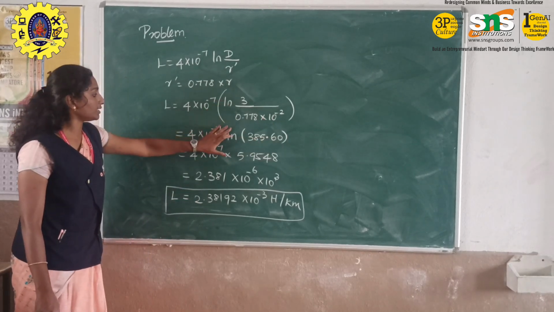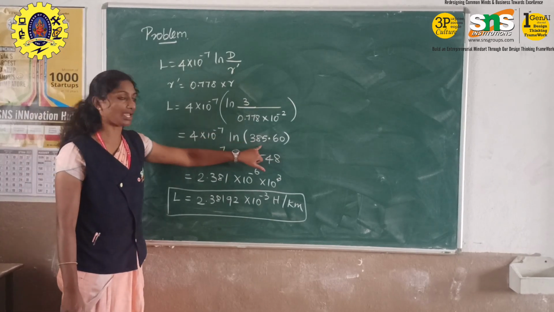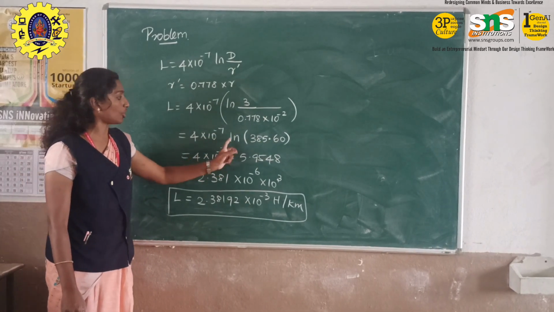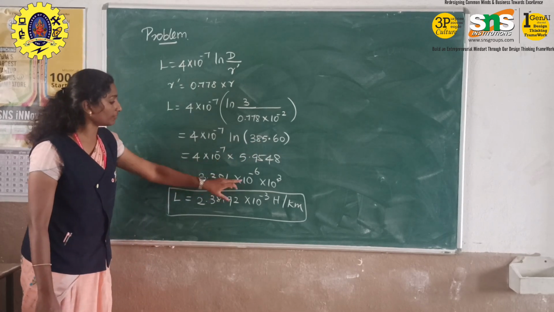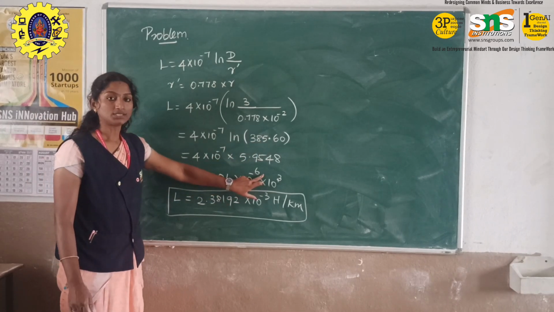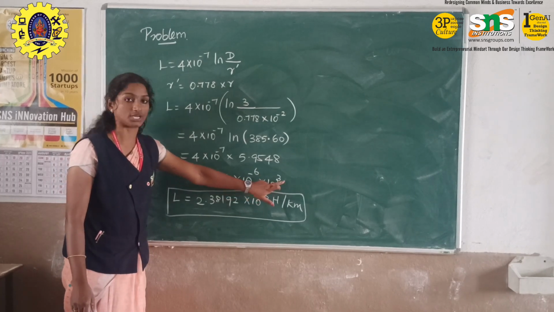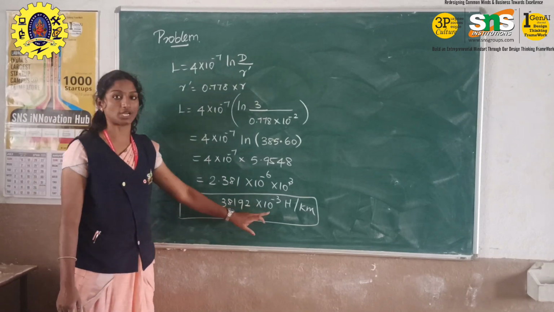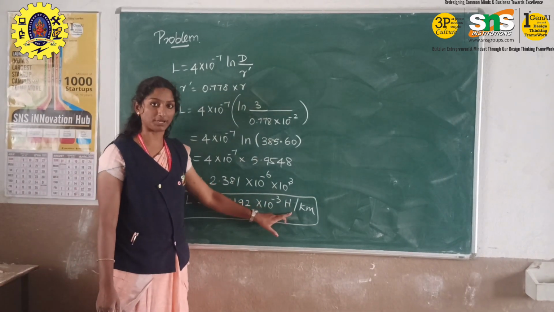By calculating this, we get 4 into 10 power minus 7 ln of 385.6, and ln 385 is 5.95. From here we get 10 power minus 6. Since the answer is recorded per kilometer, we multiply it by 10 power 3. So the final answer is 2.38 into 10 power minus 3. The unit for inductance is henries per kilometer.